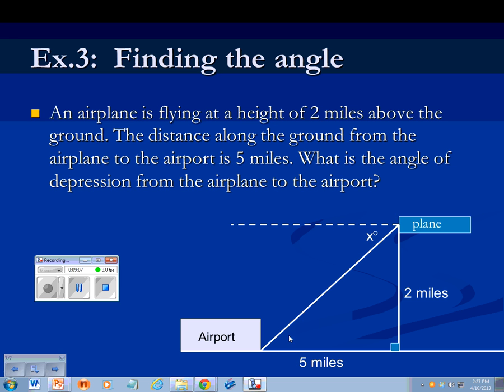From the drawing, we can apply the tangent rule. Then the tangent of the angle of elevation will equal 2 over 5. By using a calculator, we can find the measure of the angle of elevation.